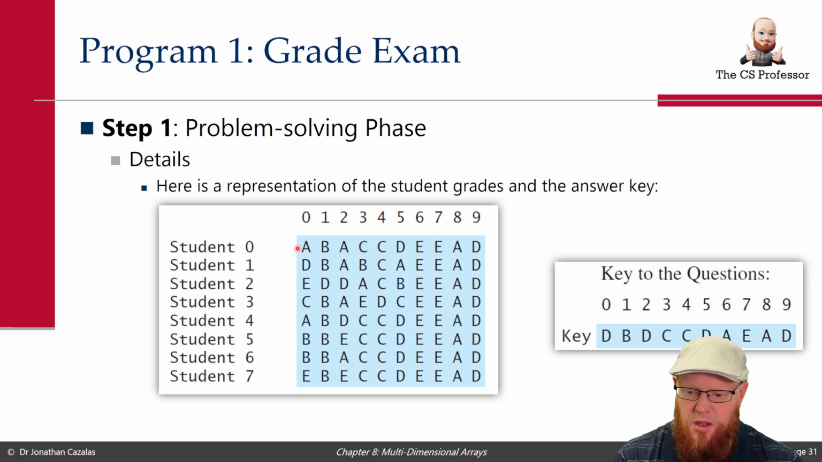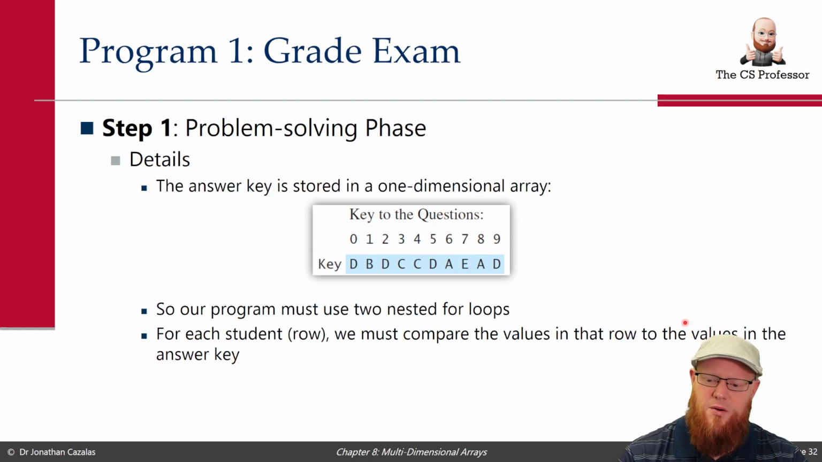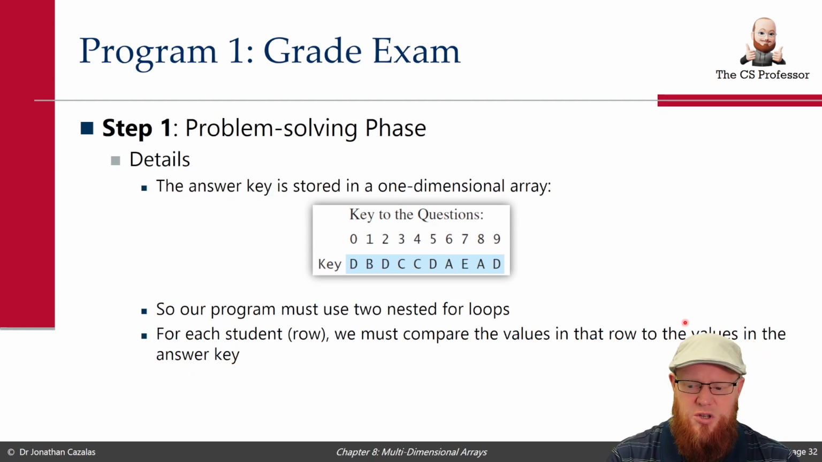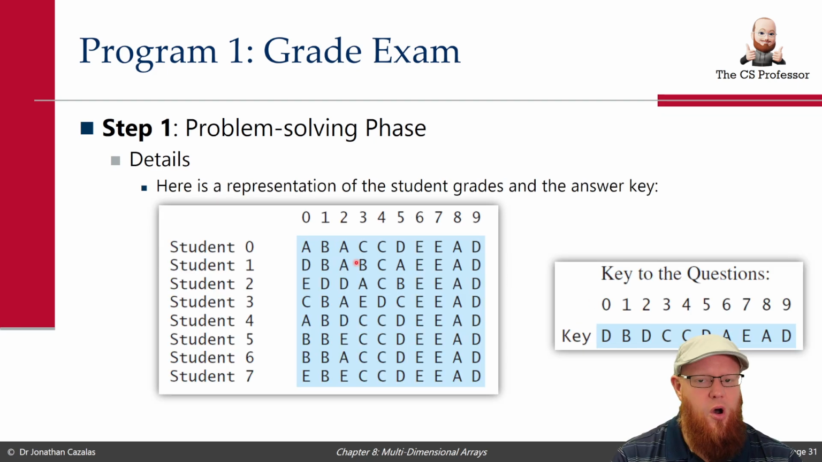We want to compare these values to the key. That's all for student 0. Then when we're done with that, we're going to print the score for student 0. Then we want to compare these values to the key, and so on. So the overall idea, we have this key, it's going to be stored inside a 1-dimensional array, and we're really going to need to loop over all of these 8 students, and then for each student, we need to loop over their answers, compare their answers to the key, keep track of all of that, and then print out their scores.